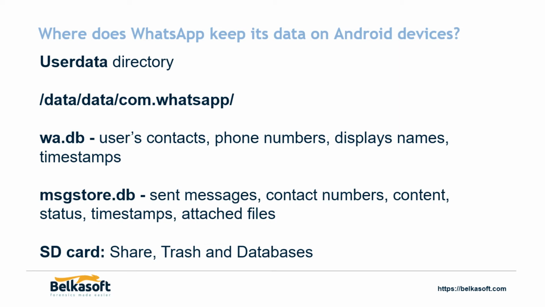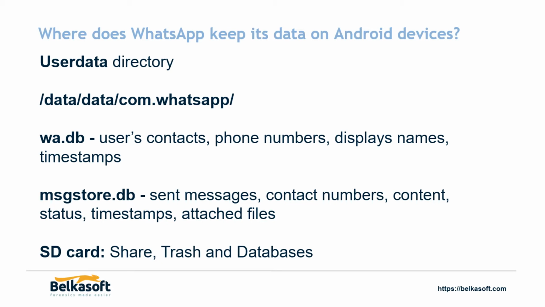Let's find out where WhatsApp keeps its data on Android devices. WhatsApp application files on Android devices are stored in user data directories. Regular user data is stored there. You can also find some subdirectories and program files in the folders along this path, which you can see on the screen.